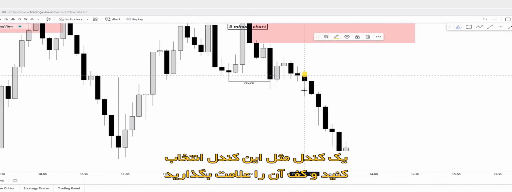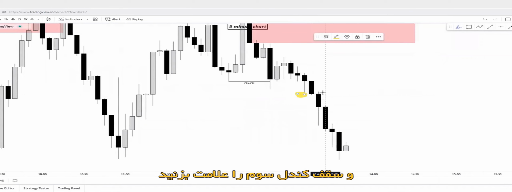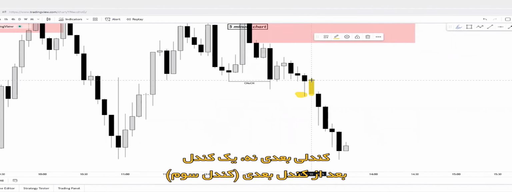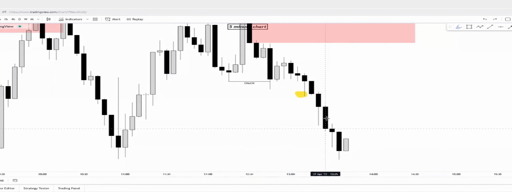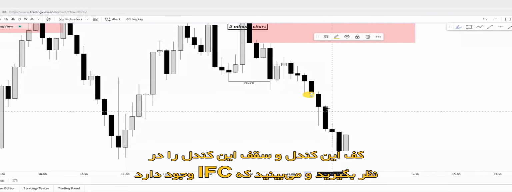Just take a candle, for example, like this one, mark the low point out, and mark the third candle's high point out. So not the next recent candle, the candle after the next recent candle. So the third candle. As you can see, the low point and the high point meet in the middle. No inefficiency. Take this candle as low, take this candle as high, you'll see that there's inefficiency. So actually the inefficiency has kicked into the market from this candle.